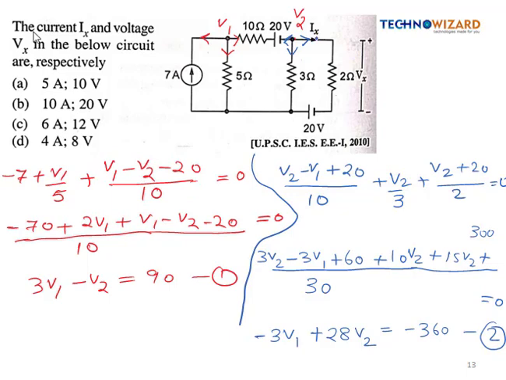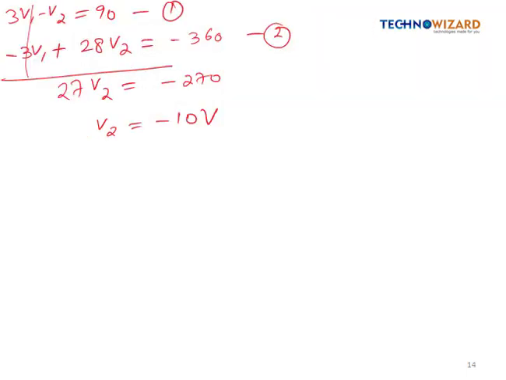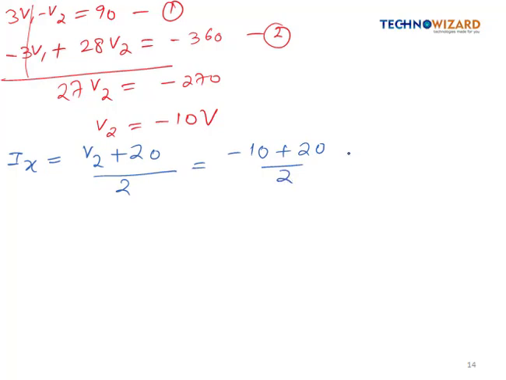Now we have to find the value of current Ix. So current Ix will be simply V2 plus 20, because current Ix is flowing like this, so it will be V2 plus 20, because it is going to support, divided by 2, right? So Ix is simply V2 plus 20 volt divided by resistance 2, so it will be minus 10 plus 20 by 2, that is 10 by 2. So current value is coming as 5 ampere.